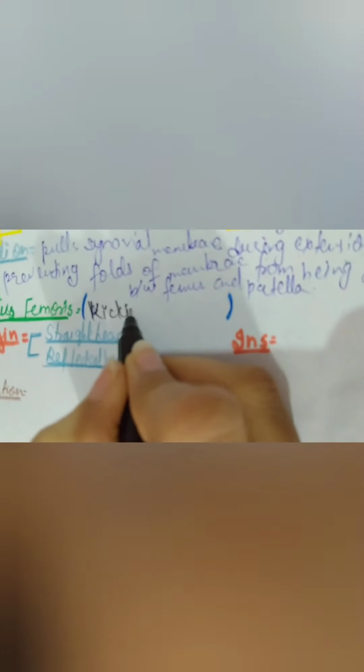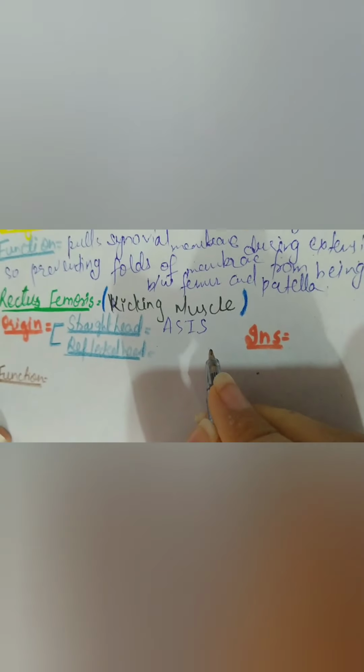The last muscle is rectus femoris. The rectus femoris is also called the kicking muscle. So the rectus femoris is the kicking muscle, right? Its origin is by two heads, the straight head and the reflected head. The straight head originates from the anterior inferior iliac spine, while the reflected head originates from above the acetabulum.